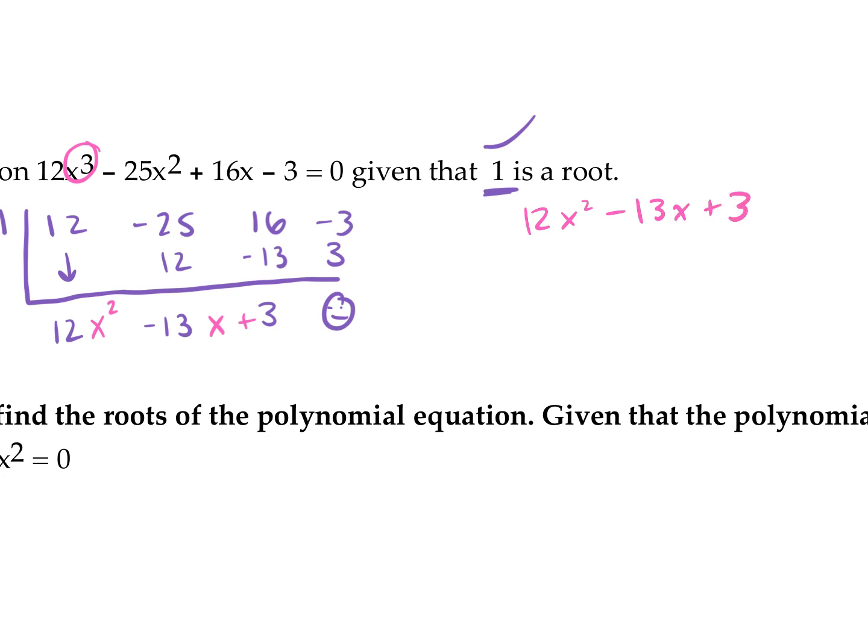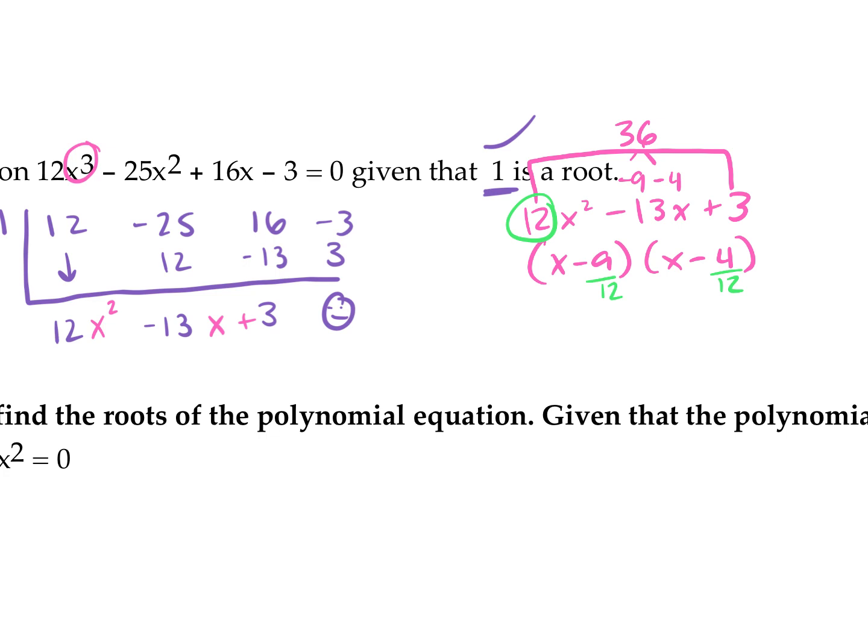So we can factor. Whenever we have a number in front of our x squared, our leading coefficient, if that is not 1, we have to start by multiplying the first times the last. So 12 times 3 would be 36. I need 2 factors of 36 that add to negative 13, so that would be negative 9 and negative 4. So x minus 9 and x minus 4. Since I started by multiplying 12, I want to make sure I divide both of these by 12.